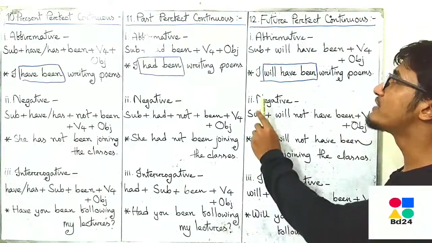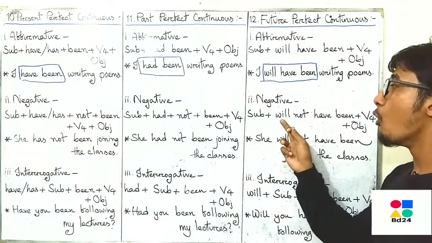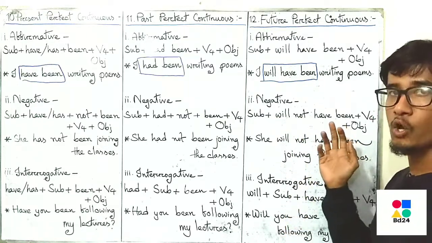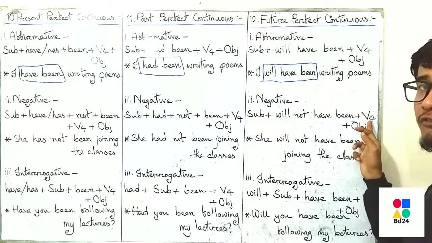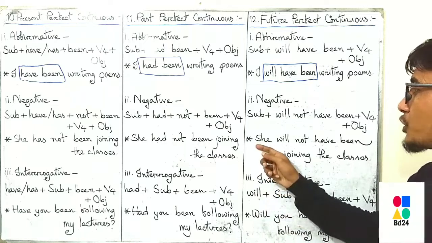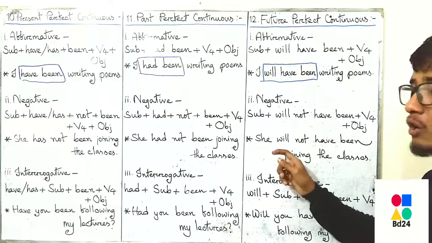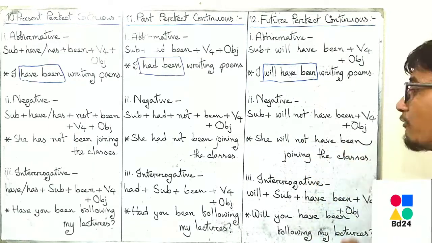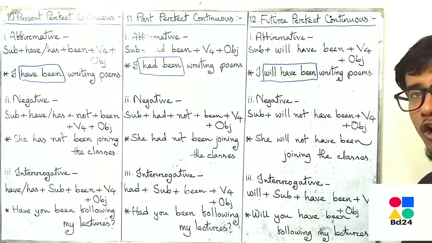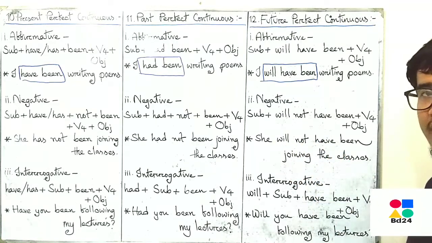And finally, negative sentence of future perfect continuous tense. First of all, subject, then will not have. After subject, will not have, then been. Will not have been, then V4, and finally an object. So let me give you an example. She, which is the subject here, then will not have been. She will not have been, then V4. Joining. She will not have been joining, then object, the classes. She will not have been joining the classes.